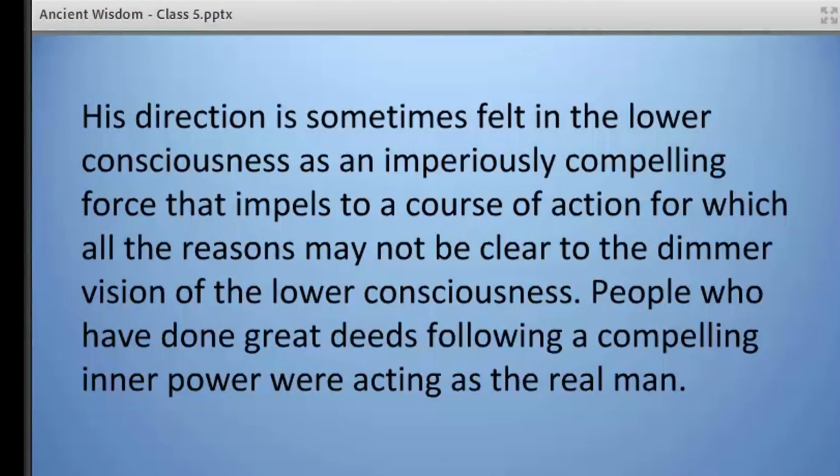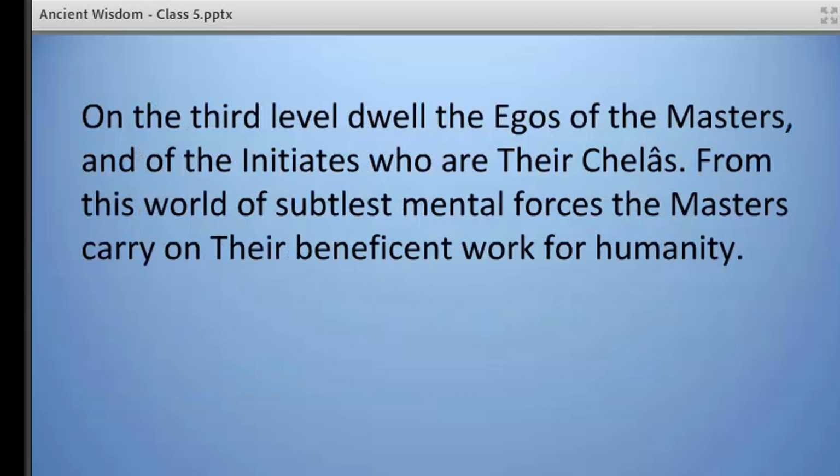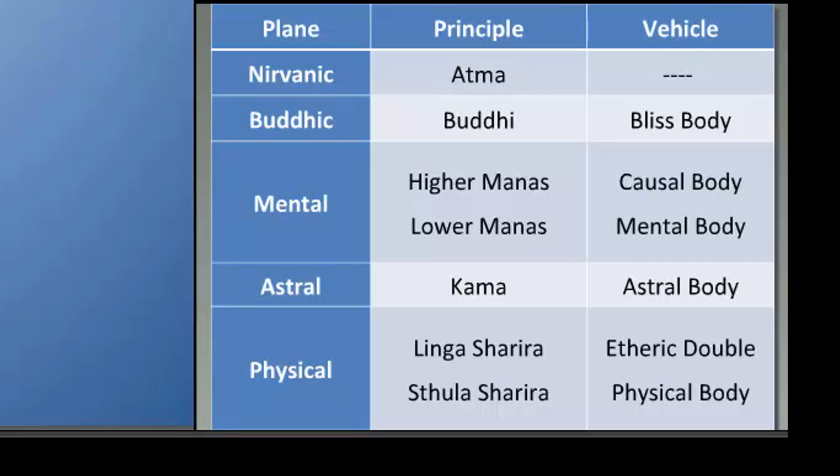So Annie Besant gives this example as how the higher consciousness, even if we don't know it, in a very clear way, is maybe constantly pushing us in a sense, or pushing itself to take a particular direction. "On the third level dwell the egos of the masters and of the initiates who are their chelas. From this world of subtlest mental forces, the masters carry on their beneficent work for humanity." So the third level on the higher mental plane would be the highest. And that's where the causal body of the masters and the disciples dwelled.